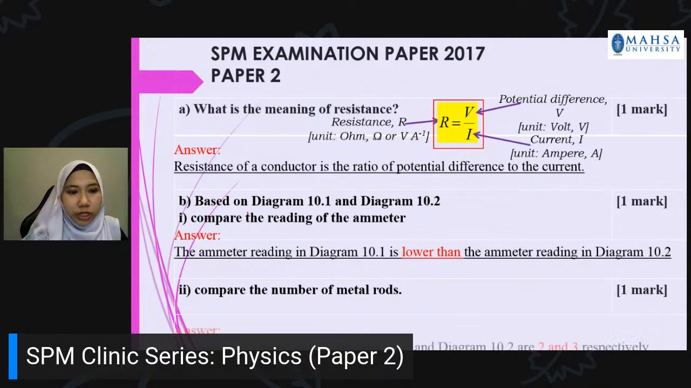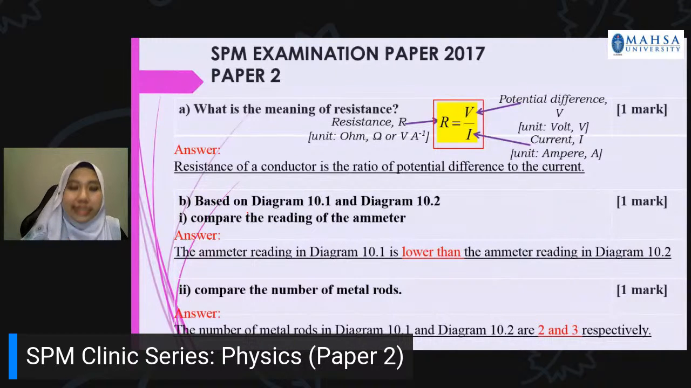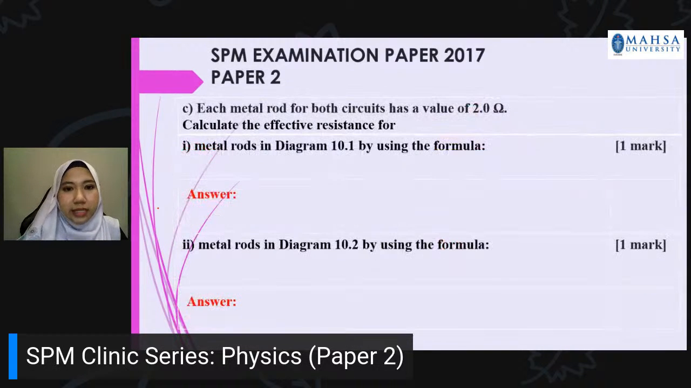Okay, next question, compare the number of the metal rod. Yes, the number of metal rod in diagram 10.1 and diagram 10.2 are 2 and 3 respectively. You have a different number of the metal rod in your circuit. Next question. Each metal rod for both circuits has a value of 2 ohm. You are given the value of the resistance of the metal rod, which is 2 ohm. Next you have a question to calculate the effective resistance for the metal rod in diagram 10.1.